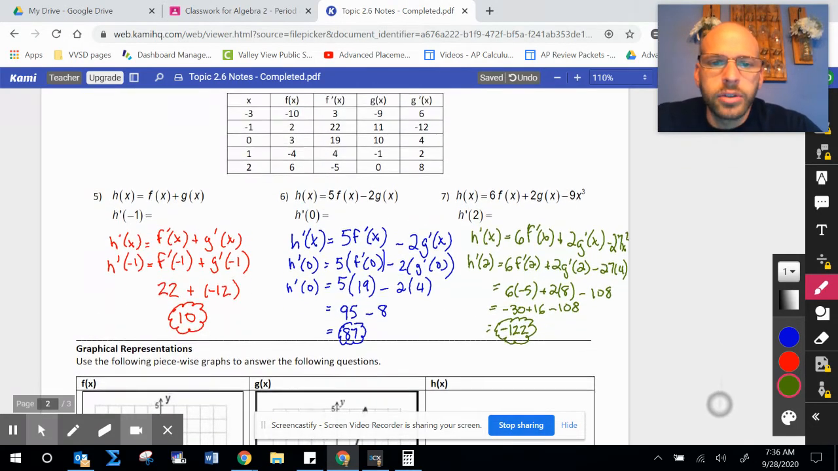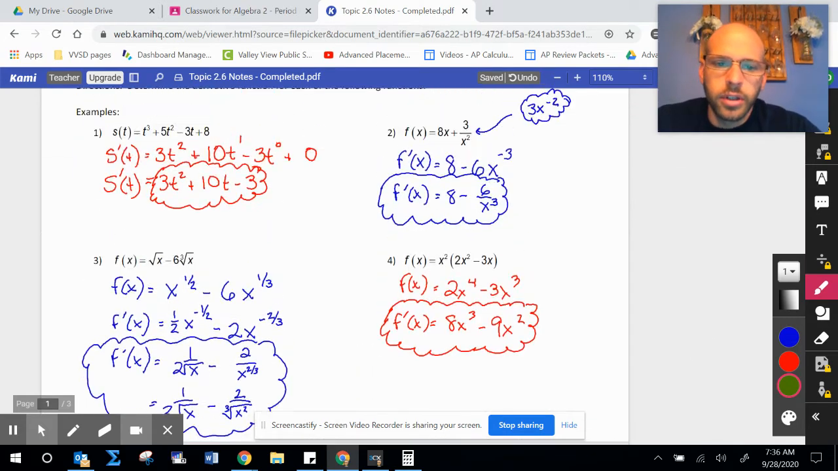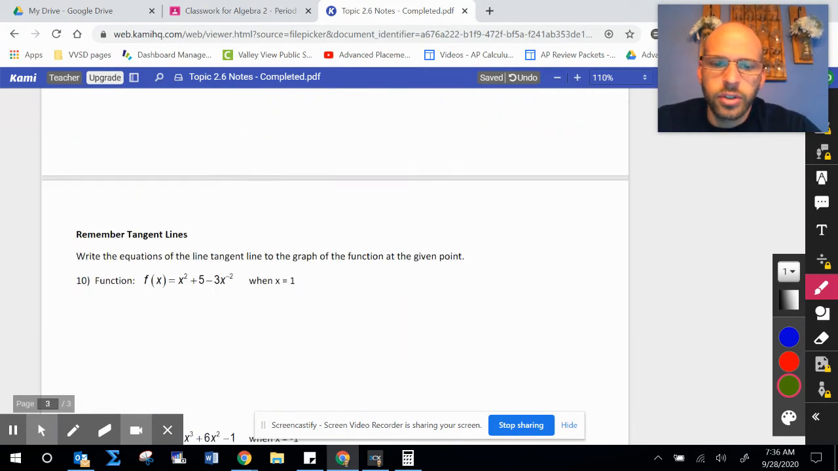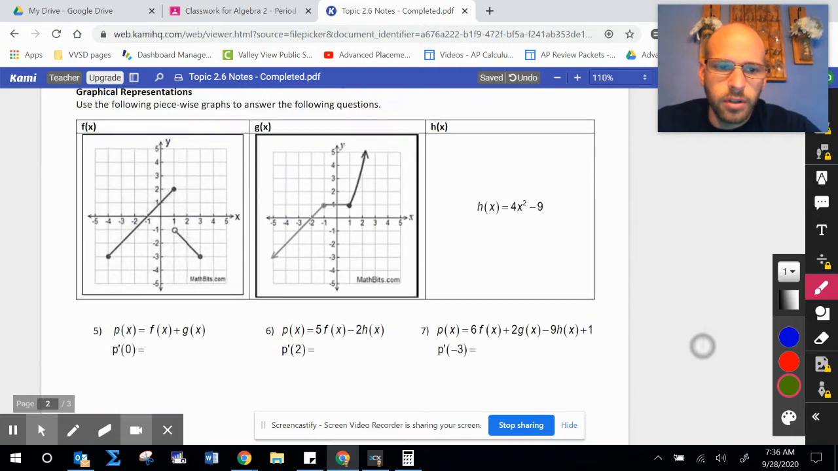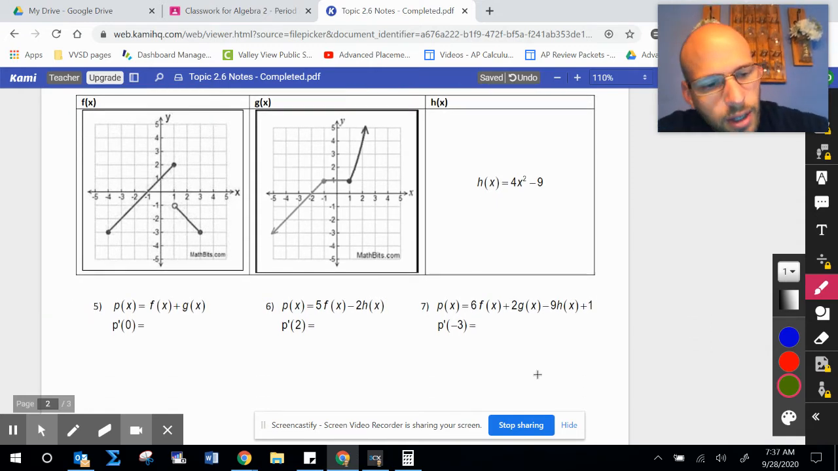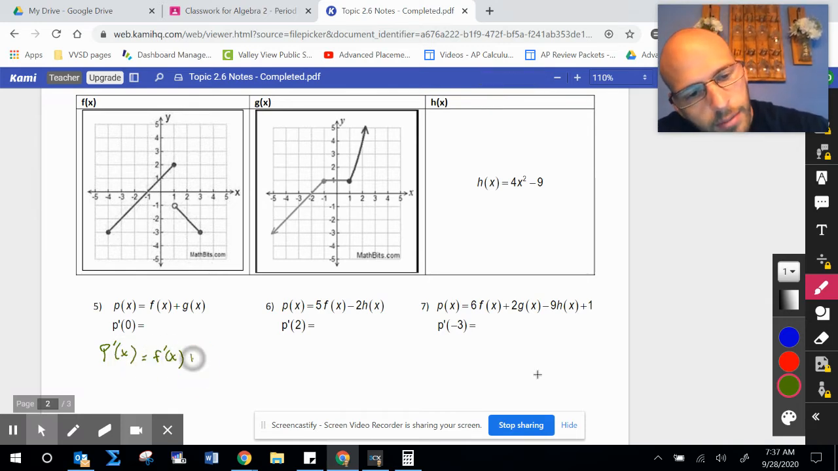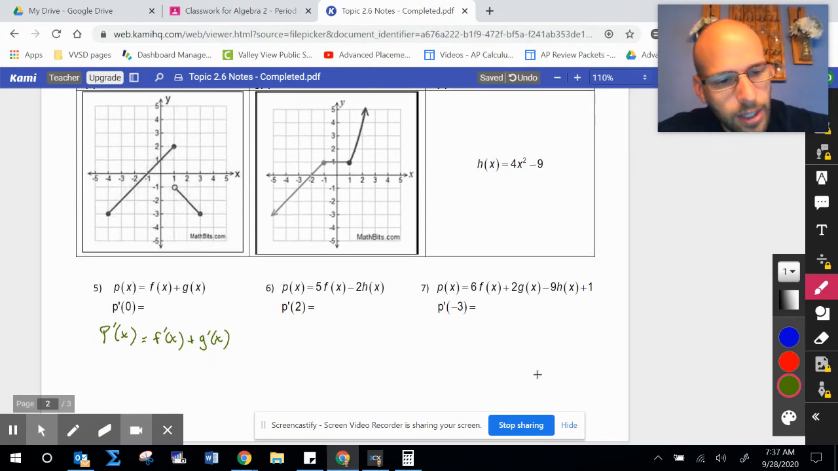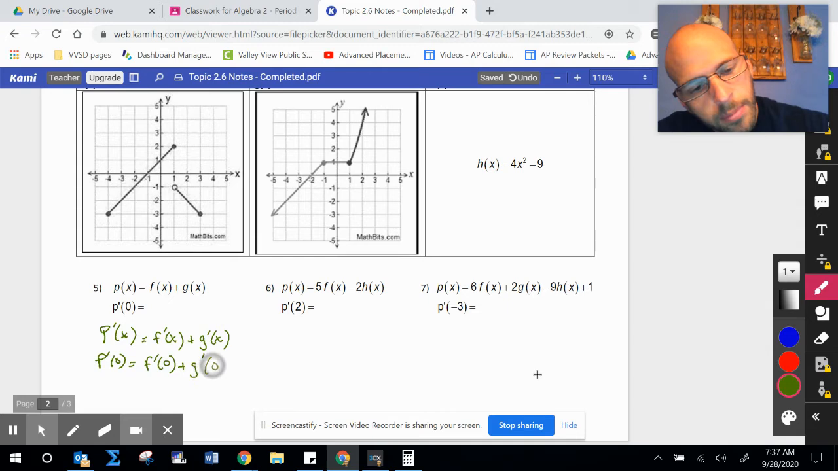Okay. Now, so this was numerical. This was from a table. This was algebraic. I do have some graphical questions here, right? So let's take a look at these questions here. So same idea. I want to start with p prime of x would just be f prime of x plus g prime of x. And I want to know p prime of 0, which would be f prime of 0 plus g prime of 0.